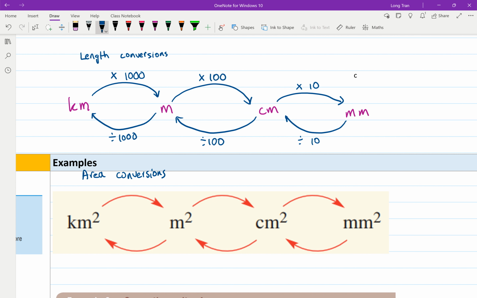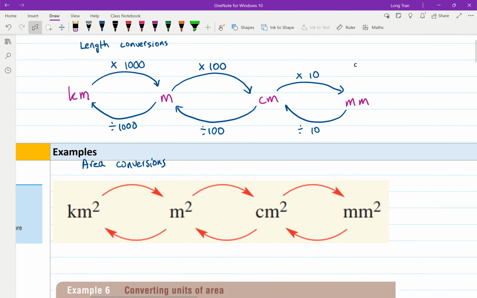Now, in your chart, everything is the same. You're still doing times 10, times 100, times 1,000, divide 1,000, divide 100, and divide 10. But there is one difference. And the difference is if these are area units, then you are not just timesing by 1,000, but it's 1,000 squared, 100 squared, 10 squared, 10, and then 100 squared, and 1,000 squared there. That's the difference. So it's timesing it by.